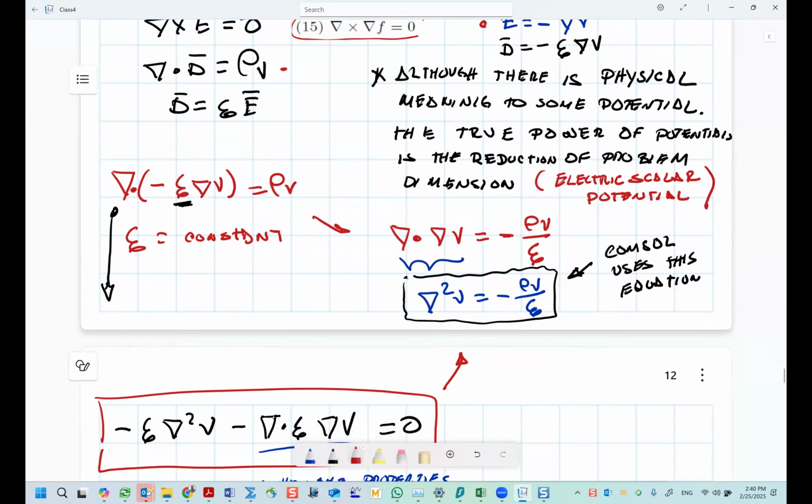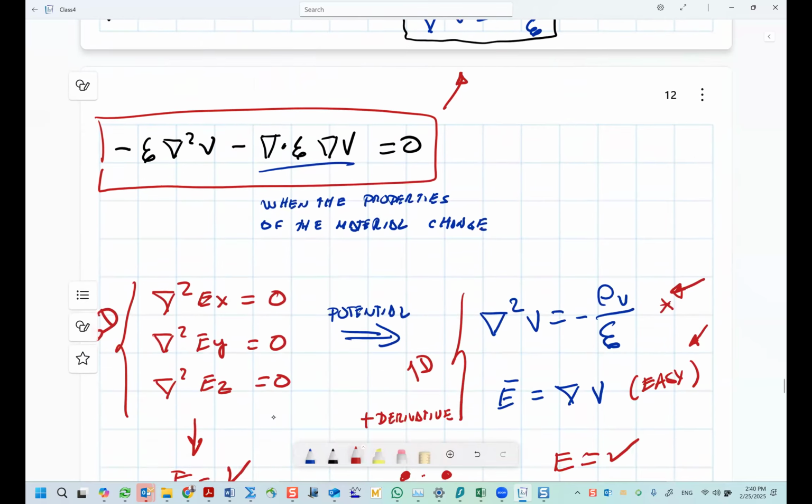It is the voltage, don't take me wrong. It is the common voltage that we use for everything to solve circuits, that's what it is. But here we're going to call it the electric scalar potential.